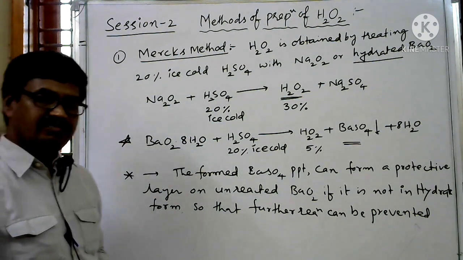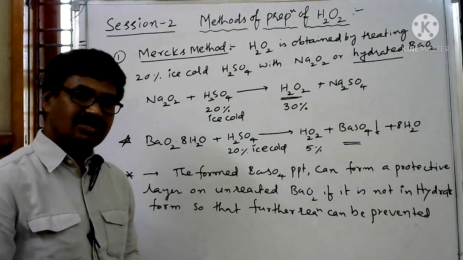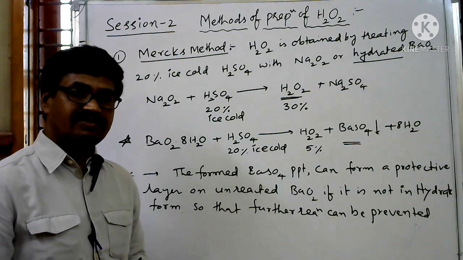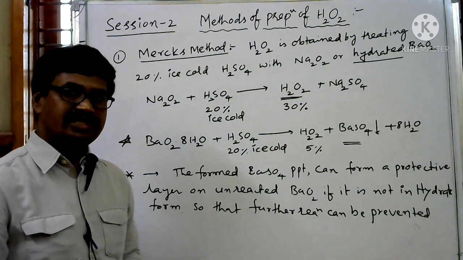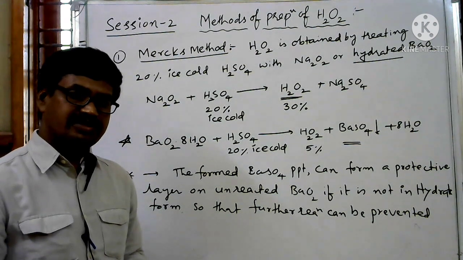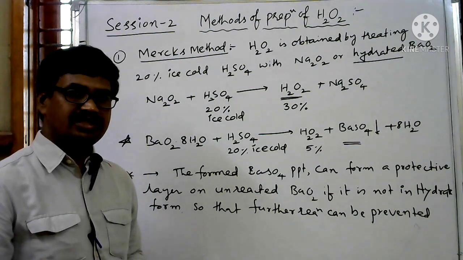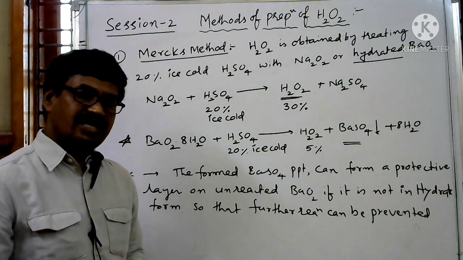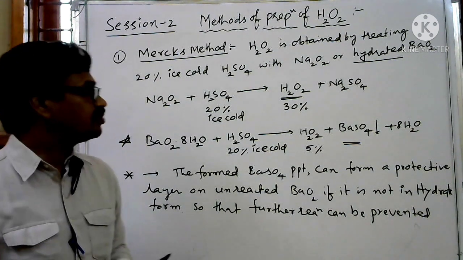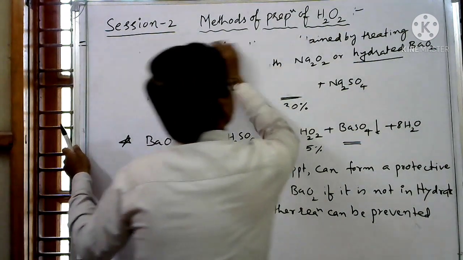Okay. Similarly, we can prepare it in the same way. When carbon dioxide gas is passed through barium peroxide paste, or barium peroxide is treated with phosphoric acid, we can also get hydrogen peroxide. Hydrogen peroxide is obtained by passage of carbon dioxide gas through a paste of moist barium peroxide. Otherwise, phosphoric acid treated with moist barium peroxide also produces hydrogen peroxide. So those reactions are written here. These two reactions come under Merck's method.